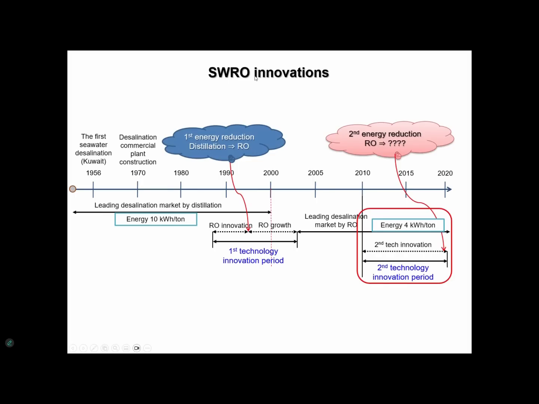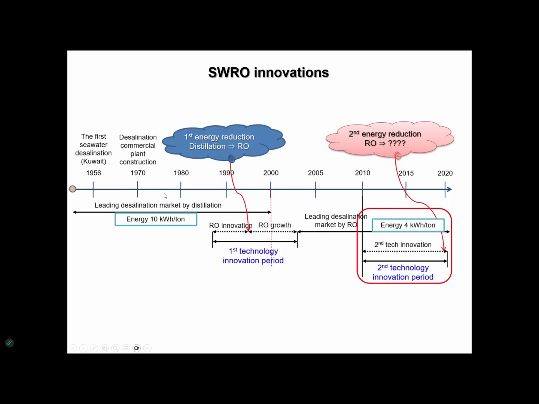So let's look at reverse osmosis. The first seawater desalination was in 1956. At the time, the cellulose acetate membrane was used for reverse osmosis, and in 1970 the polyamide reverse osmosis membrane using the interfacial polymerization method. Sidney Loeb developed the CTA membrane, and Dow Chemical developed the polyamide IP method.